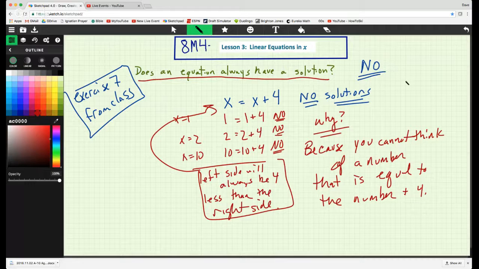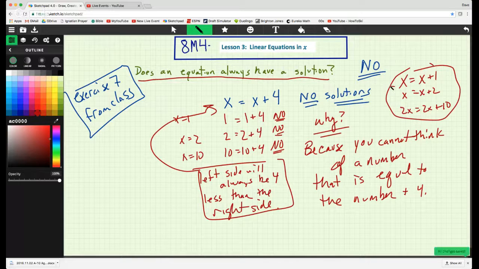You can think of lots of examples. x equals x plus 1 is another example. x equals x plus 2. 2x equals 2x plus 10. These all have no solutions. Maybe it wasn't easy to think of some examples, but maybe you can start to think of examples on your own. But the key here is just to know that not all equations have a solution, not necessarily to know how to come up with these equations. So don't feel bad if you couldn't come up with one.